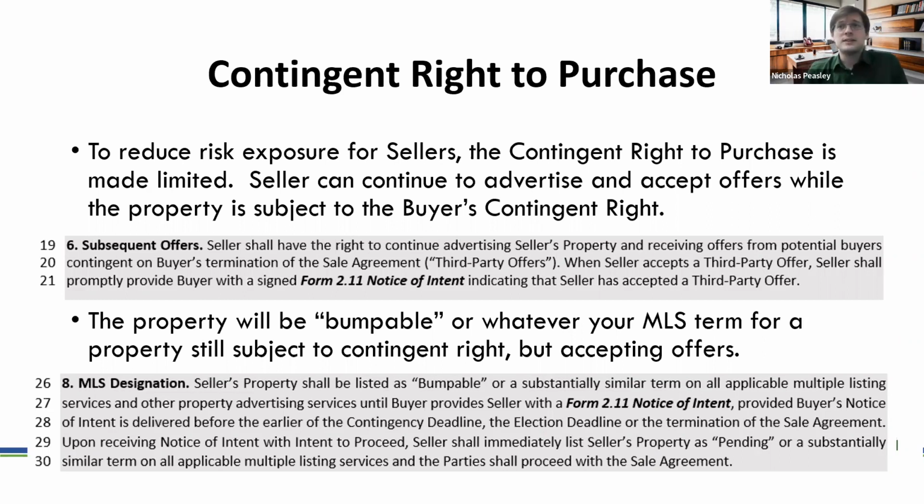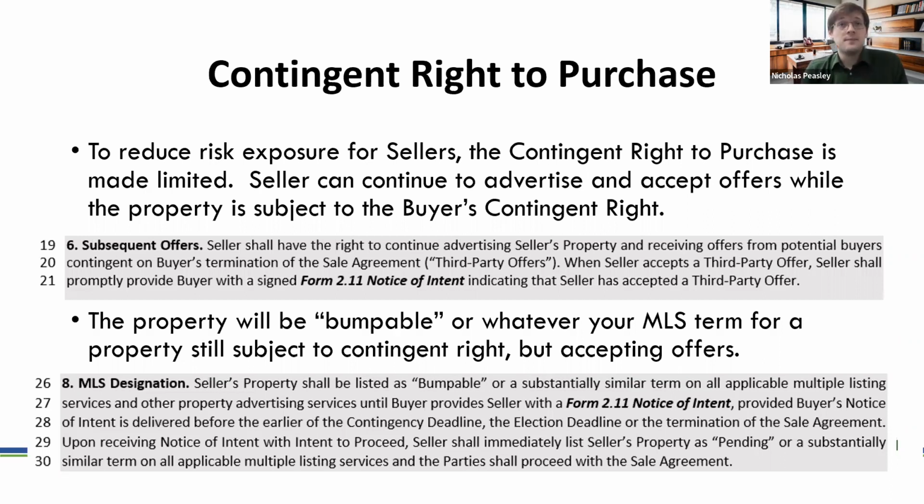Section 6 of the contingent right to purchase essentially says, seller, you can keep marketing this thing, keep it on the market, keep accepting offers, keep letting other people put offers on this property, because if they understand and they make an offer and they say, yeah, I'm making an offer subject to the contingency of the previous buyer, then you're good to go. It's basically a backup offer built on the contingent right of that original buyer failing. And that's acceptable. You can continue accepting these third-party offers.